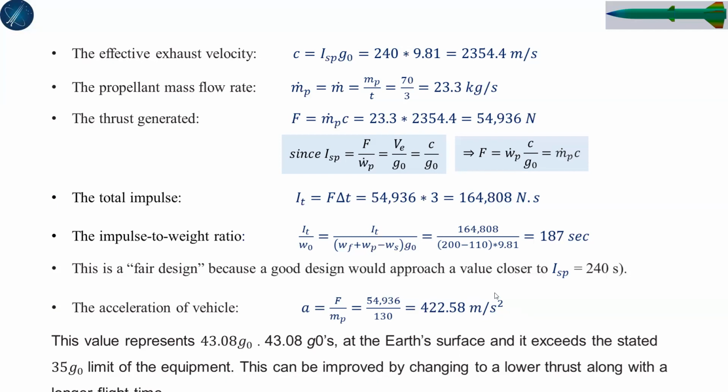So this value represents higher than the expected acceleration of the vehicle, so that the vehicle at the Earth's surface exceeds the stated 35 G's limit, so that our vehicle is safe at this. Why? Because it is operating higher than expected value, so the vehicle is still safe. So this is a fair design. The design which we followed is fair. If this value is less than 35, then it is not fair. But our calculation gives us 43.08 G naught, which is greater than 35 G naught. So our design can be in the safe region.